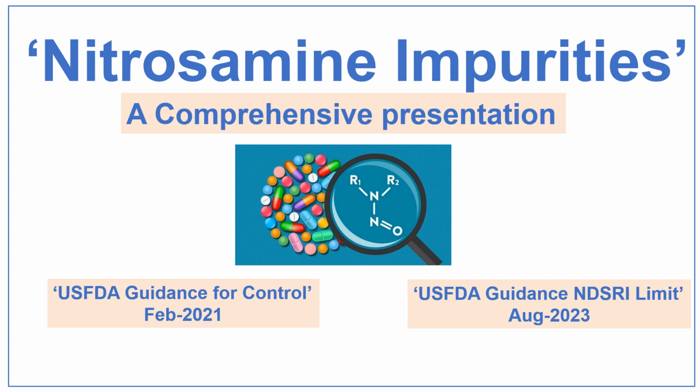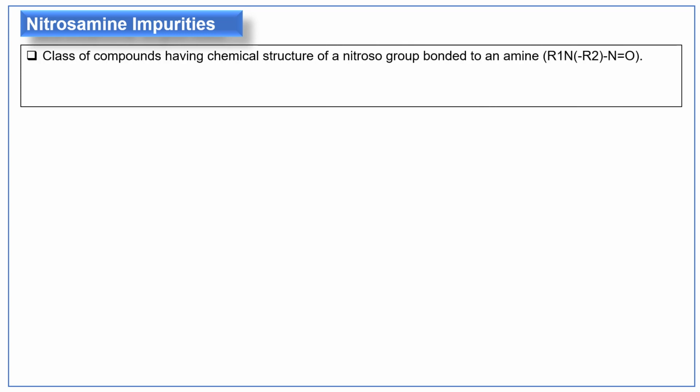We'll have a look at the USFDA guidance for the control of nitrosamine impurities, which was initially published in September 2020 and later revised in February 2021. And we'll have a look at the latest nitrosamine drug substance related impurities limit guidance that was issued in August 2023.